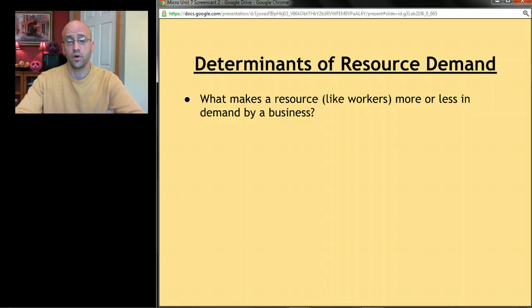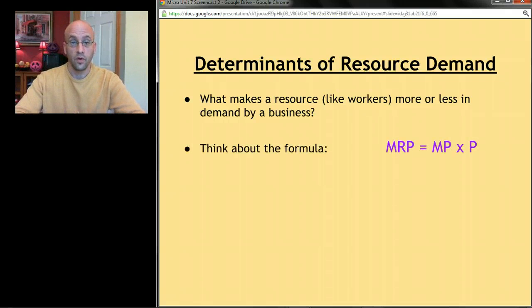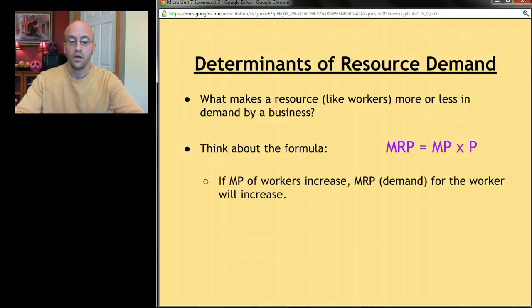What makes a resource like workers more or less in demand? Well, if you think about the formula, and again, here I'm using the formula that we can use in a perfectly competitive product market. MRP is equal to marginal product, how awesome the worker is, how much they're producing, how much they're adding to production, times the price of the product that the worker is producing. So if marginal product increases, MRP, or the demand for a worker, is going to increase. Awesome workers are going to be more in demand than not awesome workers.